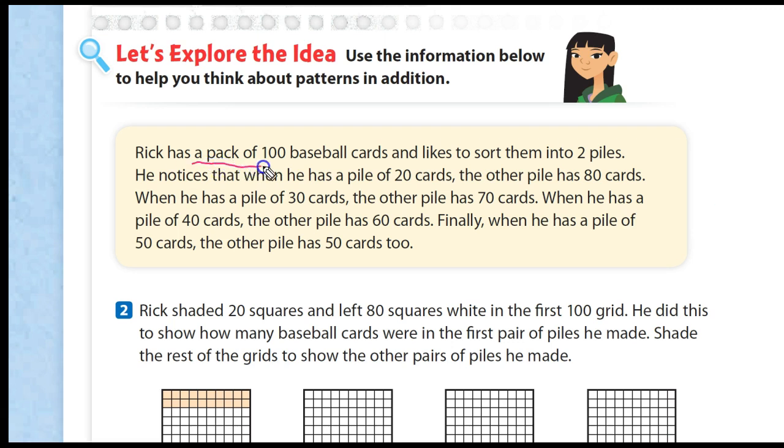He has a pack of 100 baseball cards and likes to sort them into how many piles? 2 piles. He notices that when he has a pile of 20 cards, the other pile has 80 cards. So one pile has 20, another pile has 80, right? When he has a pile of 30 cards, then he has a pile of 70 cards. And so forth and so on. When he has a pile of 40 cards, he has 60. And then finally, when he has a pile of 50 cards, the other pile also has 50.